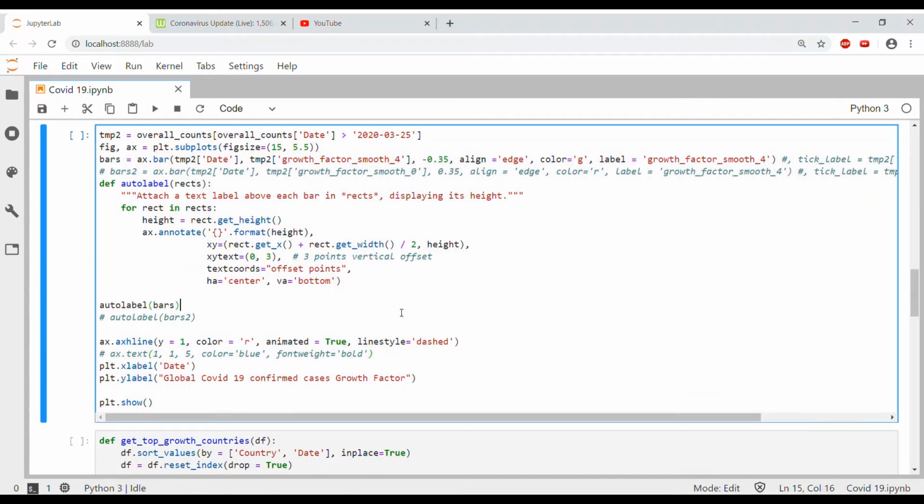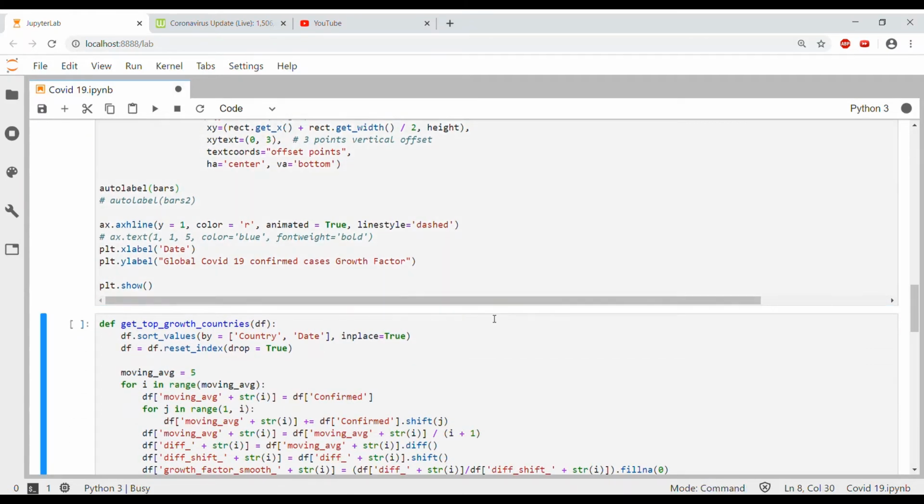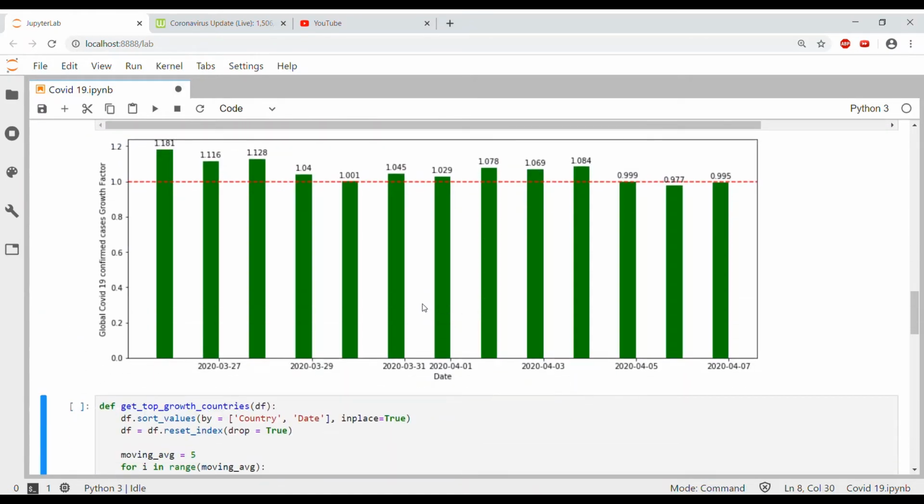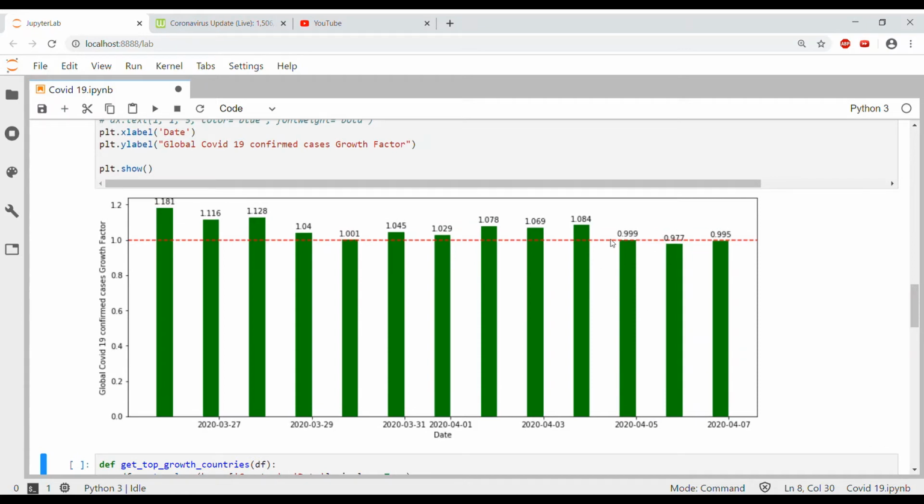So let's plot the growth factor over the last few days. I have plotted from 26th of March to 7th of April, and as we can see the growth factor is dangling around 1, which is kind of good news because in the previous days it was always higher than 1, and now we are dangling around 1, which is a bit of a relief.